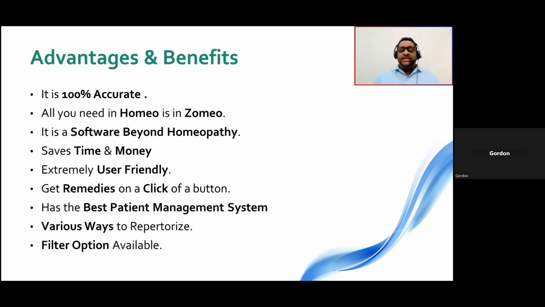It has got the best patient management system. It is very systematic, very well categorized, and you may have a patient who visited you in 2014, and he's now visiting you in 2021. You'll have all his information right on a click of a button. This is amazing. This will help you to maintain a relationship with your clients. Your clients feel happy when you remember their name, when you remember things about them. Zomeo is going to help you remember all these things because it's going to be right there in front of you.